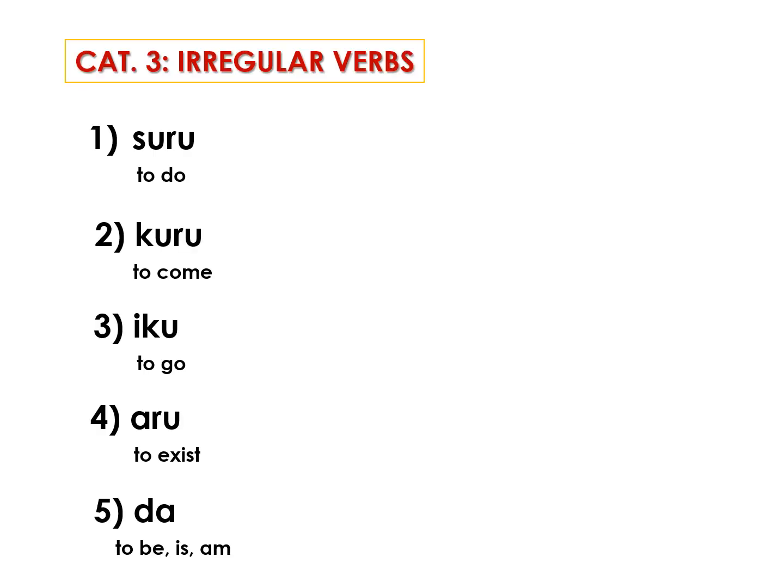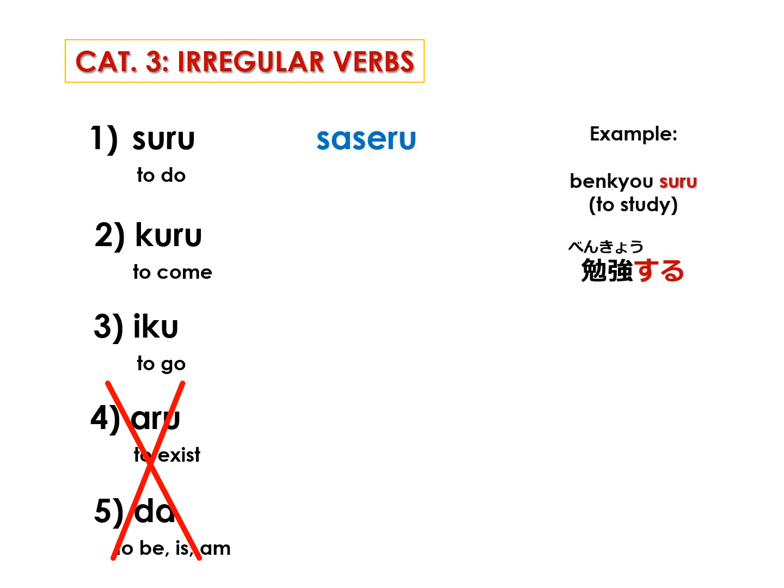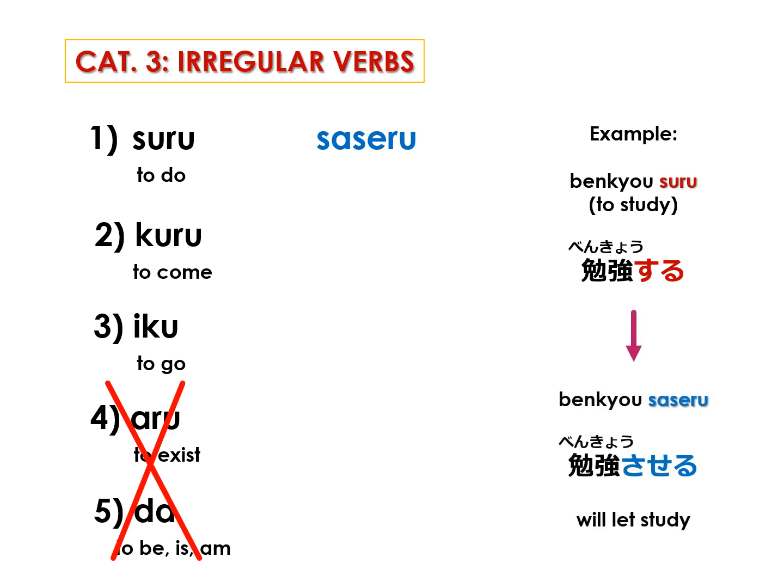As for the 5 commonly used irregular verbs, only suru, kuru, and iku participate in the causative conjugation. Aru and da cannot be used. Suru becomes saseru. For example, benkyou suru, will study, becomes benkyou saseru, which means will let someone study. Kuru becomes kosaseru, and iku becomes ikaseru. All these new verb conjugations behave as ru-dropping verbs during further conjugations.